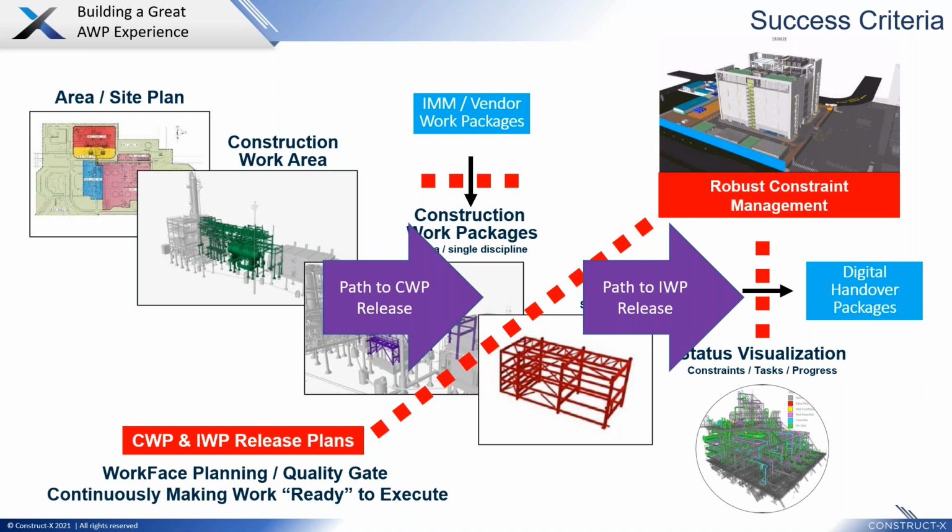And then on the right side is the path to IWP release. How do we develop those IWPs? When should we develop those IWPs, and when should we release them, and how should we release them, so we can have success when the foreman is building the work? Why don't you go ahead to the next slide?